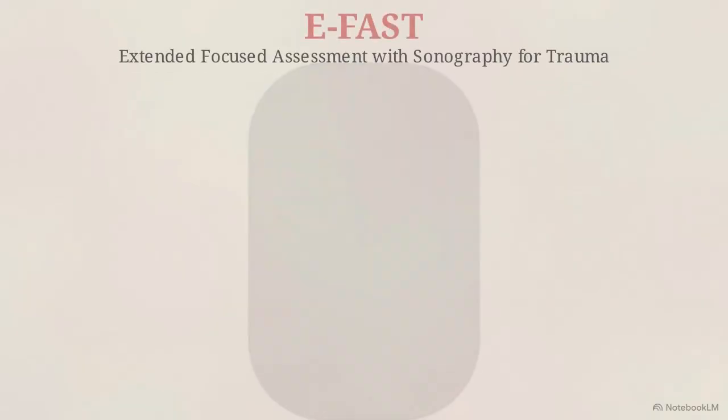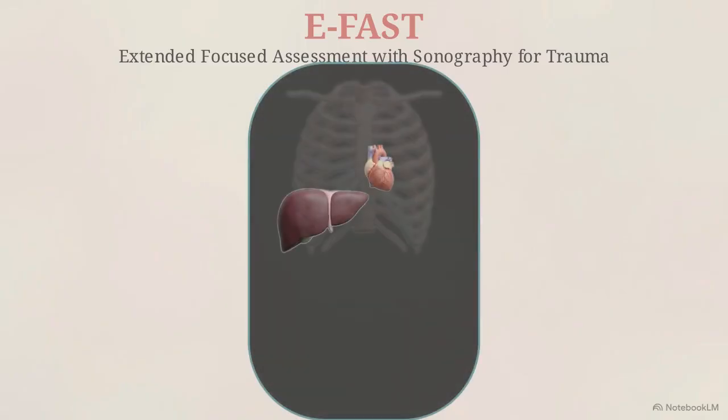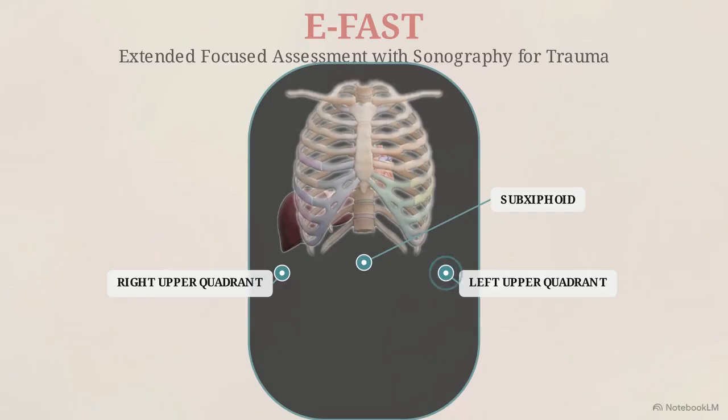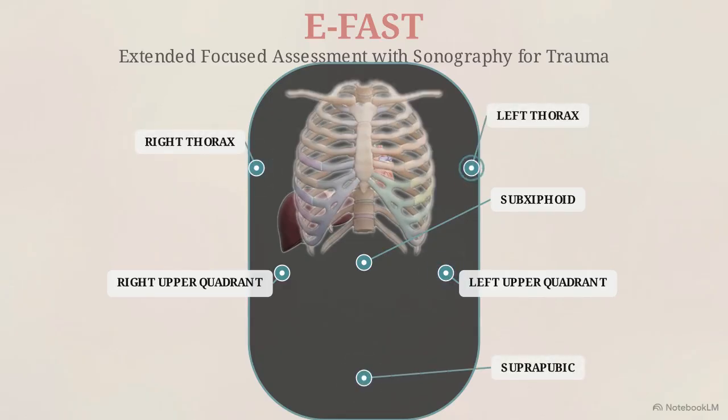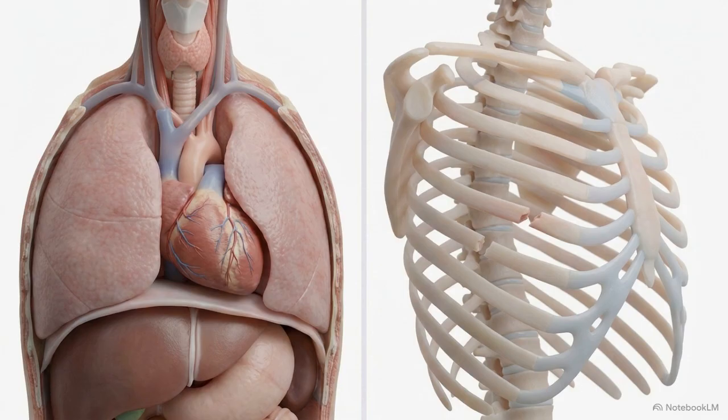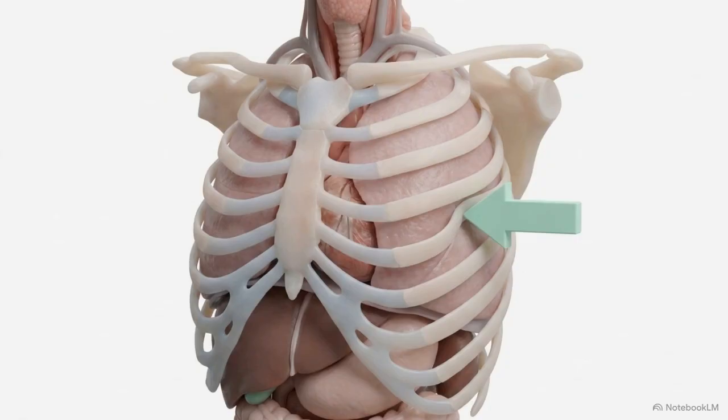The most definitive rapid imaging tool is the Extended Focused Assessment with Sonography for Trauma, or EFAST. This maps 6 distinct anatomical windows: the subxiphoid, right upper quadrant, left upper quadrant, suprapubic, right thorax, and left thorax. Mastering these rapid physiological inputs is the only way to accurately separate immediately life-threatening pathologies from potentially life-threatening ones within the rigid ATLS framework.